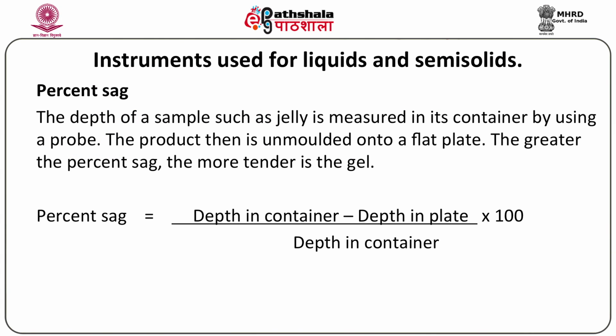Another parameter we can see is the percent sag. The depth of a sample, such as a jelly, is measured in its container by using a probe. The product then is unmolded onto a flat plate. The greater the percent sag, the more tender is the gel. The depth of a container also influences this property.